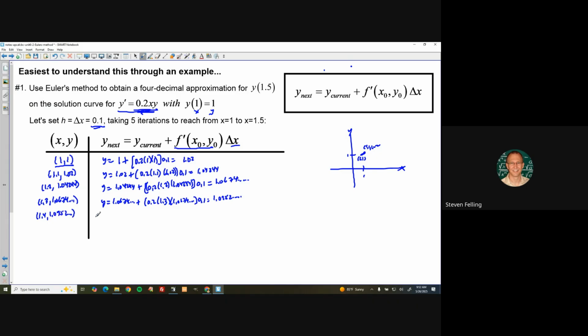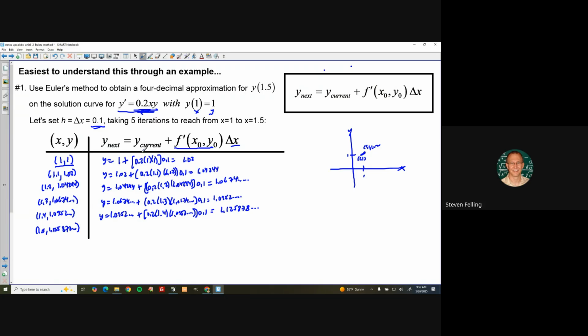1.0952 and some stuff. So then the next y would be that same 1.0952 plus the derivative, which is 0.2 times x times y, 1.0952 something, times 0.1, and that gives me 1.125878 and some things, which means that now we would have 1.5, 1.125878, and more detail. Okay.